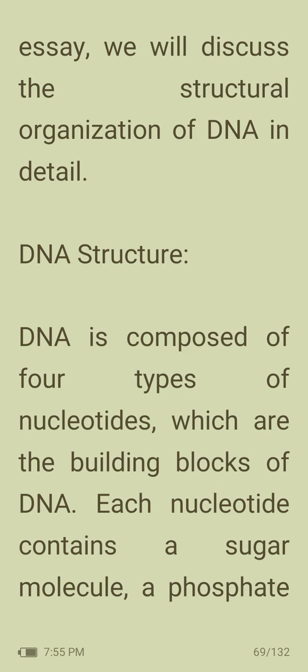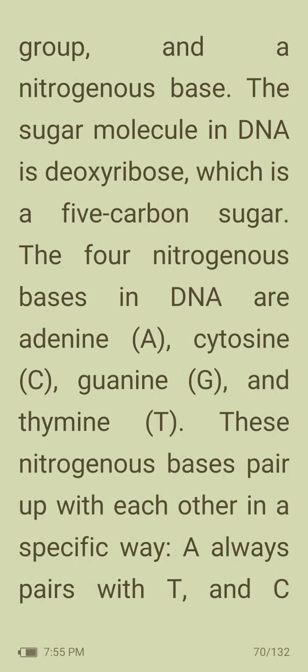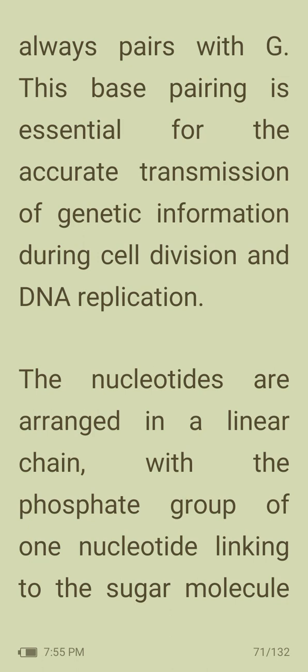DNA structure. DNA is composed of 4 types of nucleotides, which are the building blocks of DNA. Each nucleotide contains a sugar molecule, a phosphate group, and a nitrogenous base. The sugar molecule in DNA is deoxyribose, which is a 5 carbon sugar. The 4 nitrogenous bases in DNA are adenine, cytosine, guanine, and thymine. These nitrogenous bases pair up with each other in a specific way. A always pairs with T, and C always pairs with G. This base pairing is essential for the accurate transmission of genetic information during cell division and DNA replication.